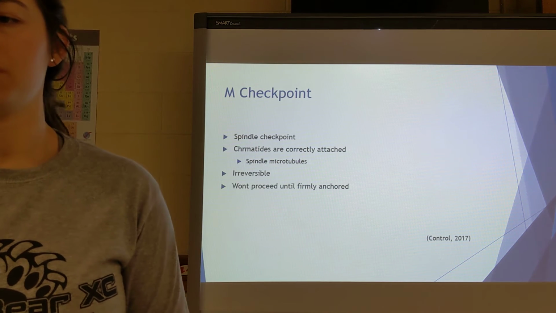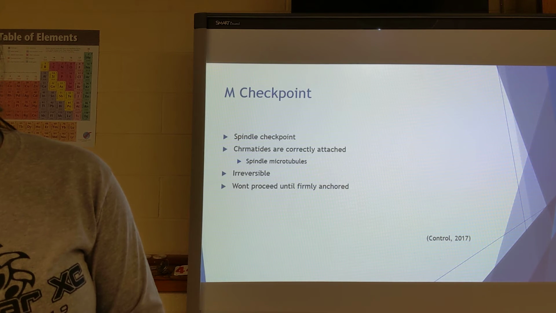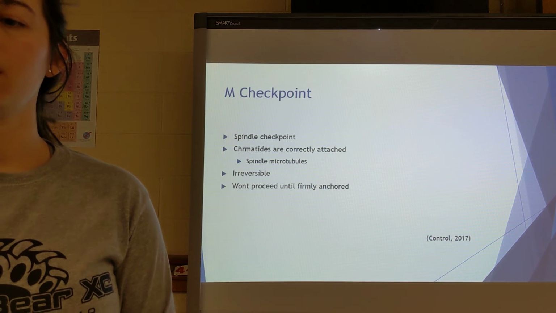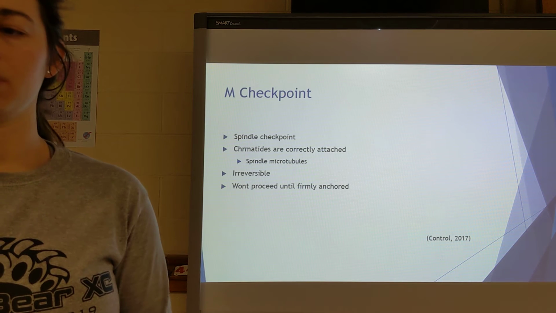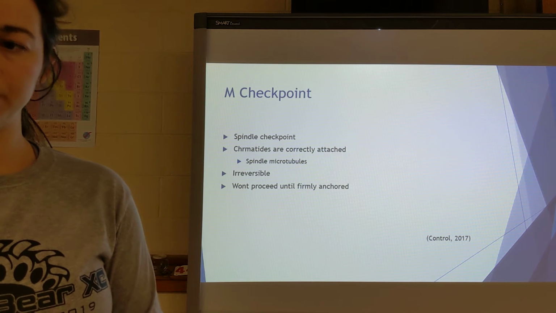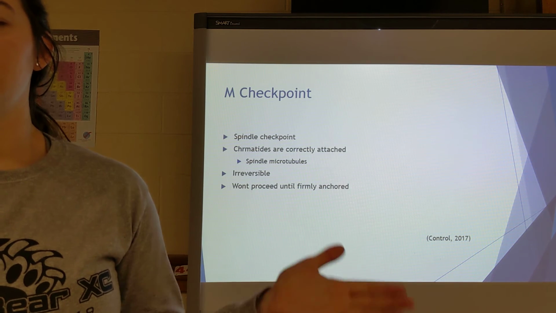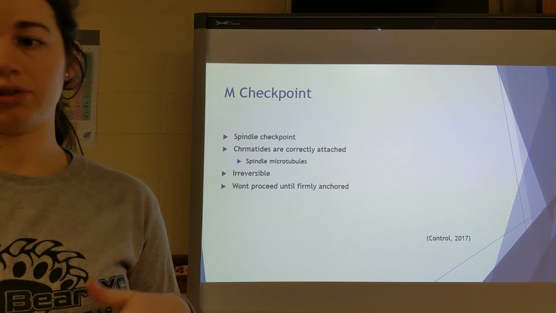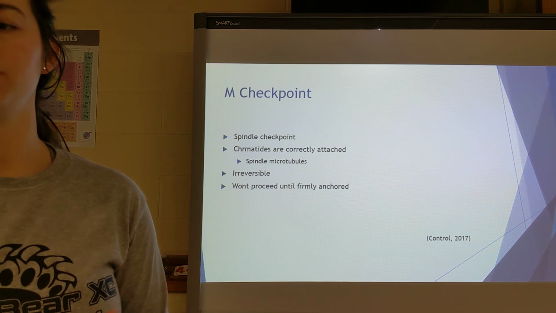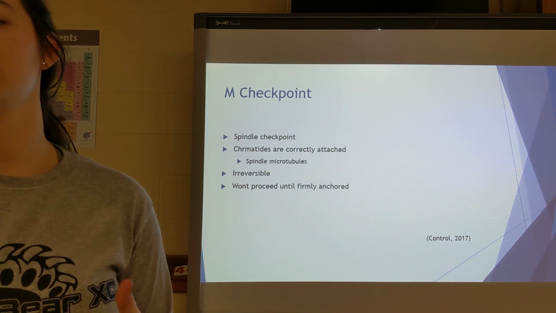The metaphase also has a checkpoint. This is the third and final checkpoint. This is where the chromatids that have now been duplicated are attached firmly to the spindle microtubules. If these are attached correctly and firmly, then the cell moves on. It's checking to make sure that they are attached and anchored to two fibers from opposite poles of the cell. Until this happens, the cell process will not move forward.